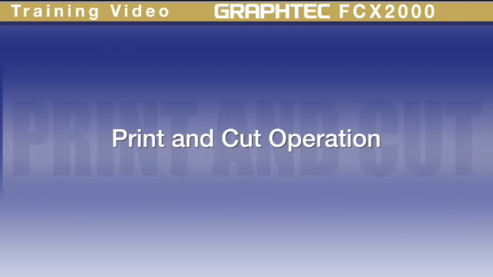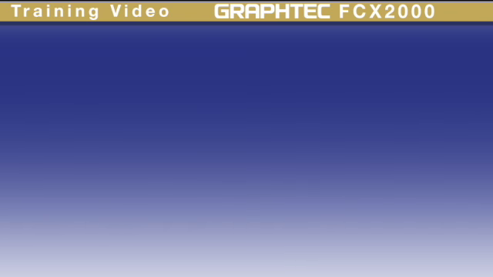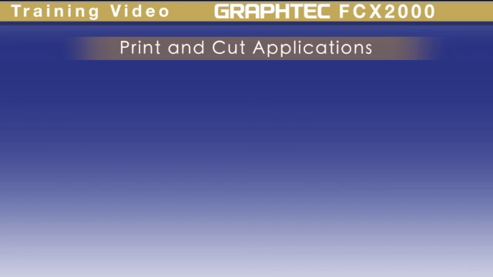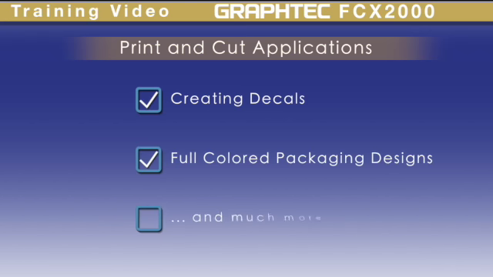In this lesson, we'll learn about the print and cut process, where designs are printed with any device and then transferred to the FCX 2000 to be contour cut. This application can be applied to creating decals, full-colored packaging designs, and more.